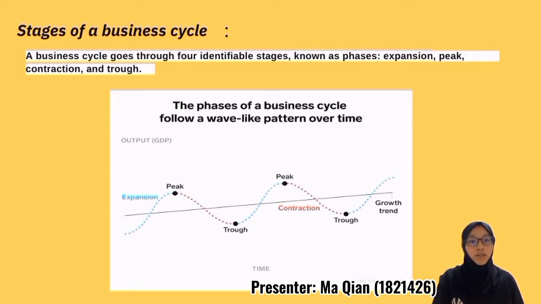Peak. The peak of a cycle is reached when growth hits its maximum rate. Peak growth typically creates some imbalances in the economy that need to be corrected. Contraction. A correction occurs through a period of contraction when growth slows, employment falls, and the price stagnates. Trough. The trough of a cycle is reached when the economy hits a low point and growth begins to recover.